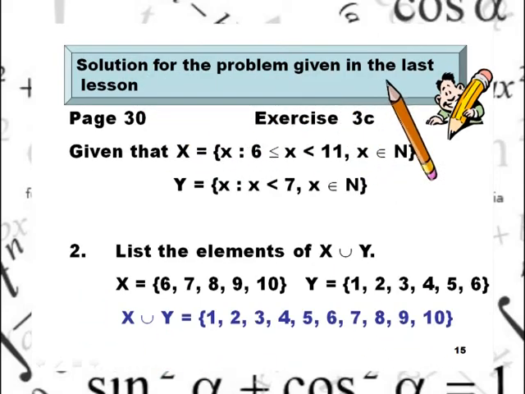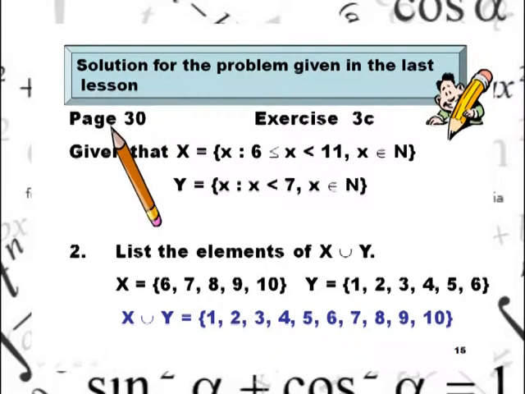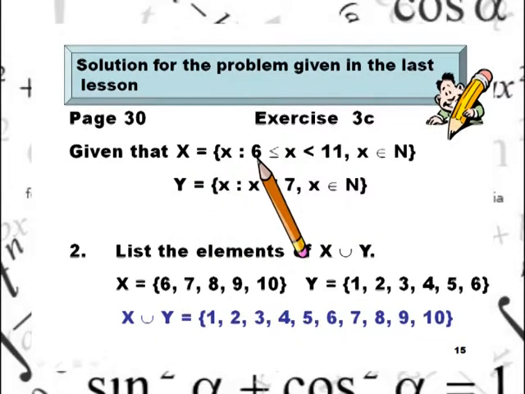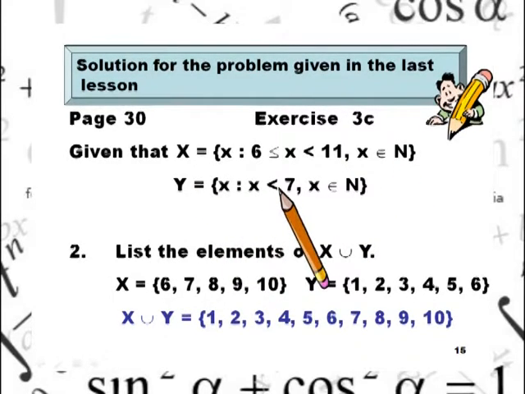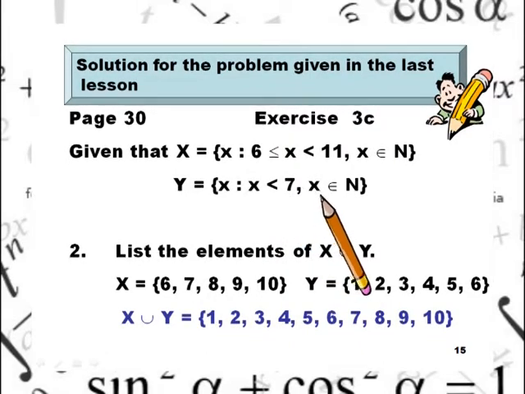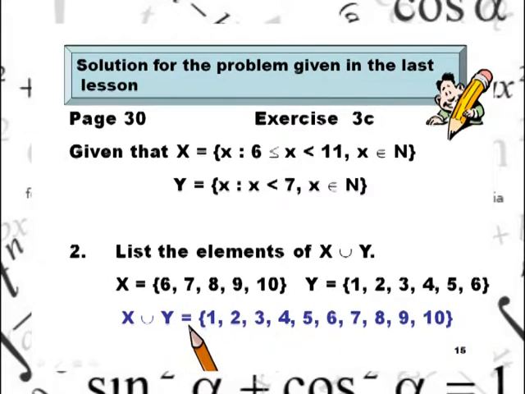Solution for the problems given in the last lesson. Page 30, exercise 3C. Given that the set X is equal to X such that X is greater than or equal to 6, less than 11, X is an element of the set of natural numbers, and the set Y is equal to X such that X is less than 7, X is an element of the set of natural numbers. 2. List the elements of X union Y. X is equal to 6, 7, 8, 9, 10. The set Y is equal to 1, 2, 3, 4, 5, 6. The set X union Y is equal to 1, 2, 3, 4, 5, 6, 7, 8, 9, 10.